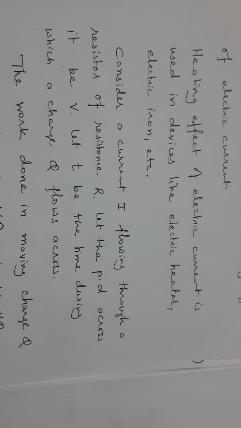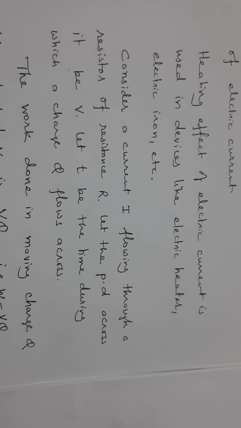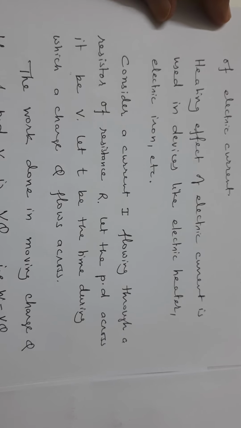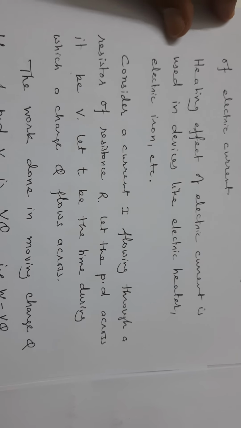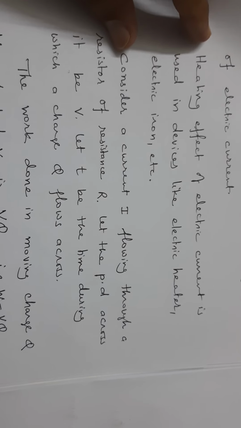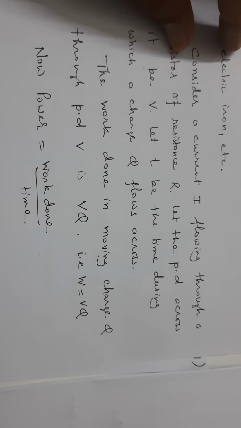Consider a current I flowing through a resistor of resistance R. Let the potential difference across it be V. Let t be the time during which the charge Q flows across. So work done in moving charge Q, we have earlier seen, W is equal to VQ.